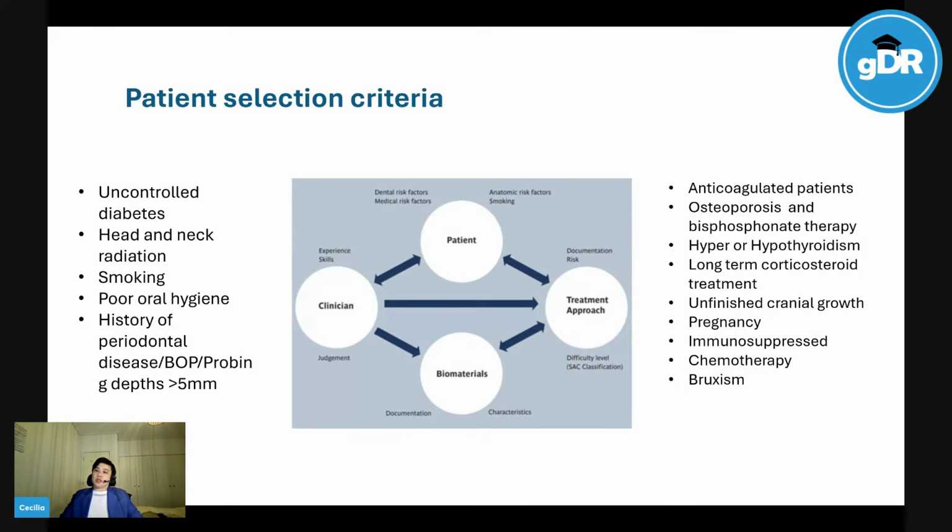Immunosuppressed patients, a lot of HIV patients are well controlled. They're no longer immunosuppressed. So that's quite broad as well. Like, for example, if they have cancer, then not a great idea to be placing implants in these patients.